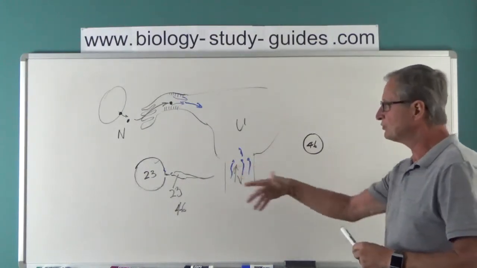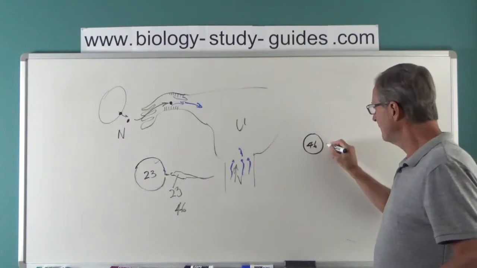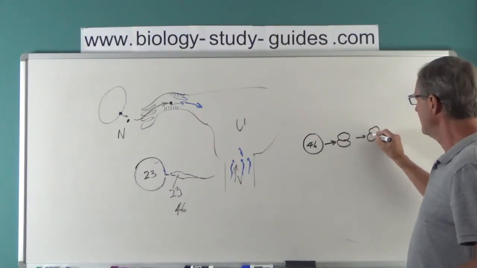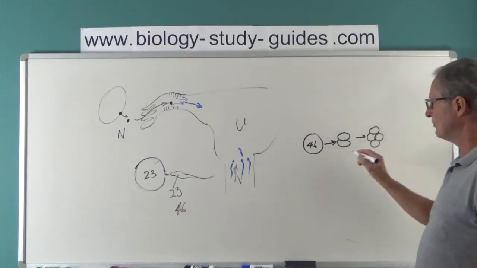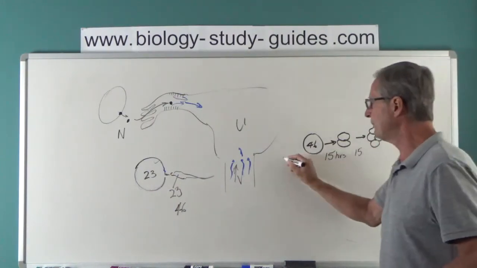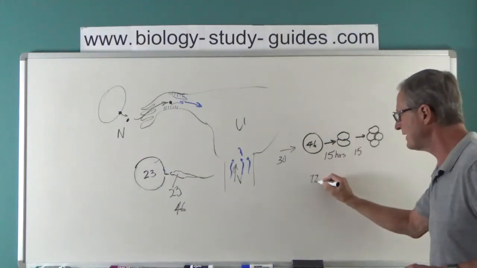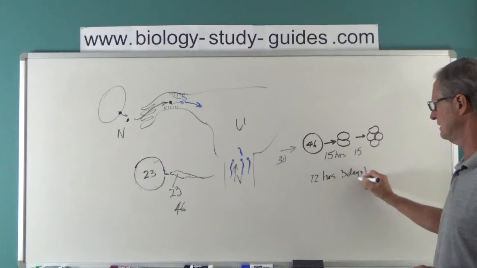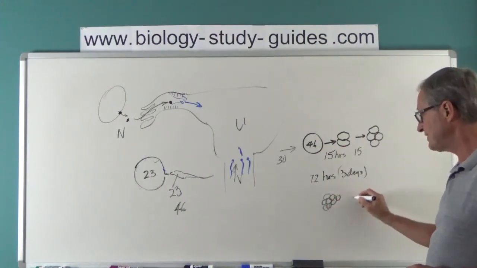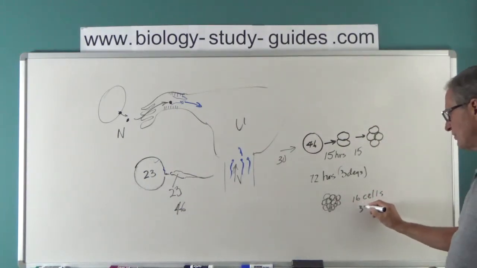And what happens after those 30 hours is it starts to divide by mitosis. So we wind up with this cell producing two cells. And then those two cells each divide and you get 4 cells. And so on and so forth. These divisions occur about every 15 hours. So another 15 hours. Remember, we had 30 hours coming into this point. So another 15, another 15. So after a total of about 72 hours, which is 3 days, what we have here is a solid ball of cells. Maybe 16 cells. If you figure it out here, it would be about 16 cells. It might be 32 cells in here, something like that.